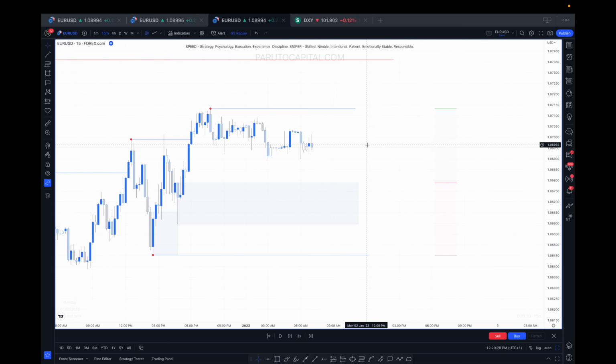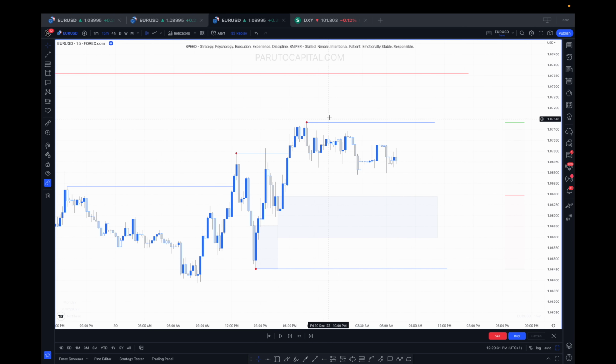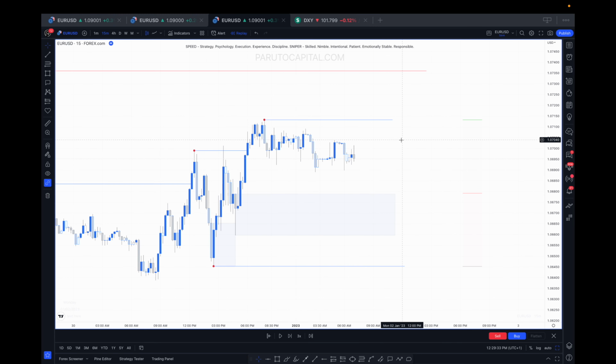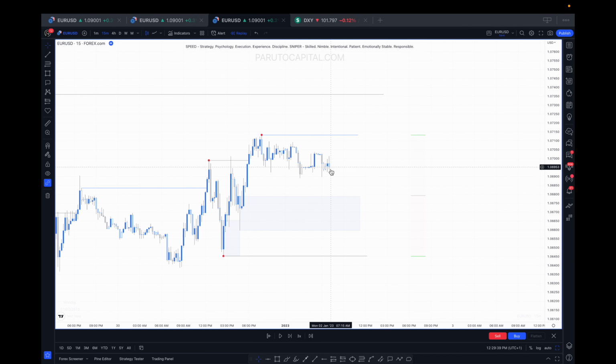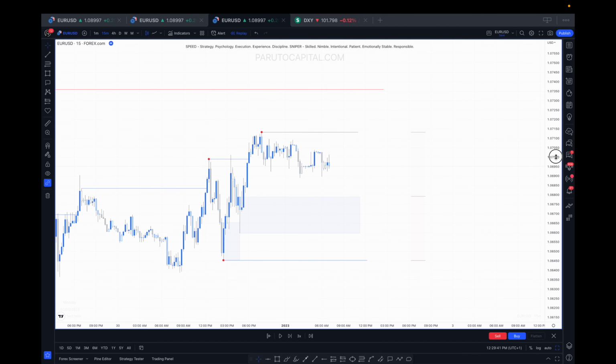Okay, so if the bullish trend is going to continue, I'm looking for price to come here and then continue upwards, right? So that's what I'm looking for. Now for that to happen, I'll have to wait, right? Just watch what price is going to do. So let's see what happens.